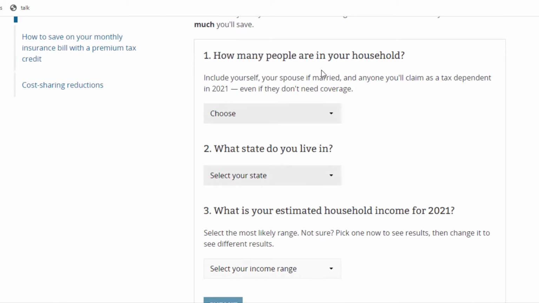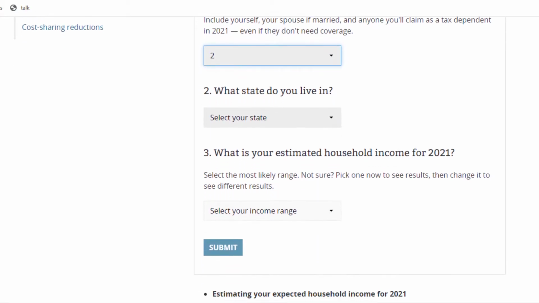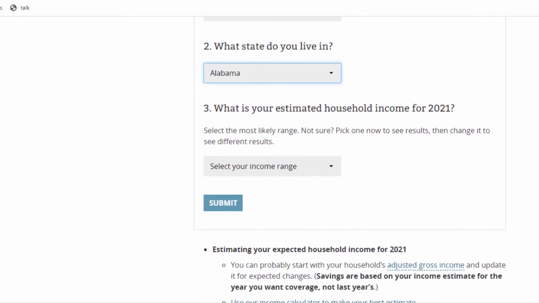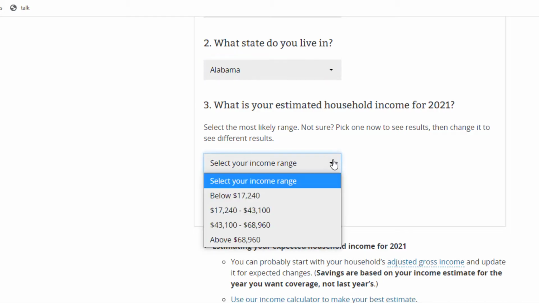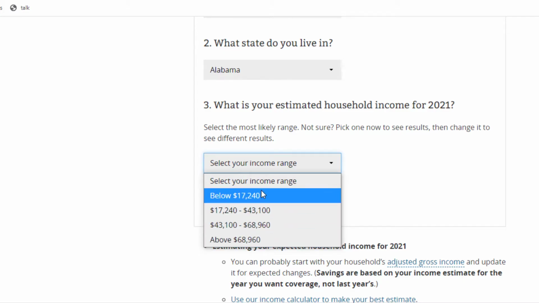So how many people are in your household? Include yourself, your spouse if married, and anyone you'll claim as a tax dependent in 2021, even if they don't need coverage. So you're going to enter how many people are in your household. Let's put 2. Now select what state you live in. We're just going to pick Alabama because it's the first option. And now it's going to show me income ranges. These are the brackets that I'm talking about. So 1, 2, 3, 4. The first income range is below $17,240.